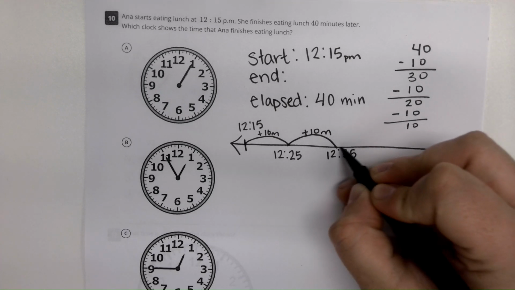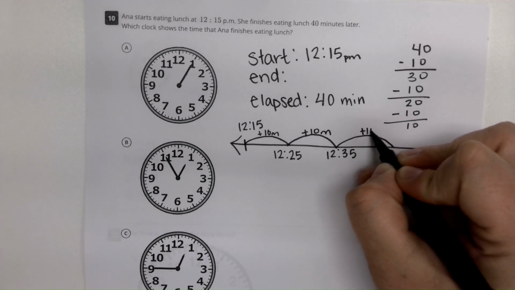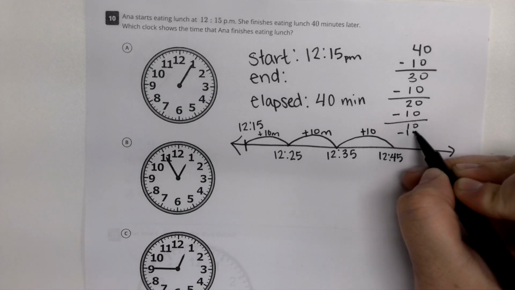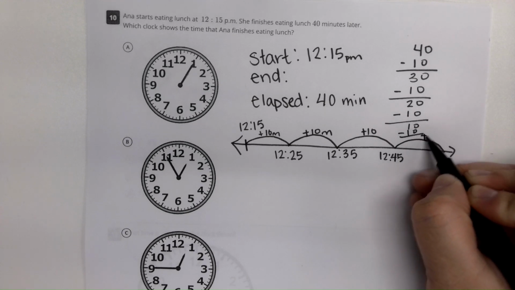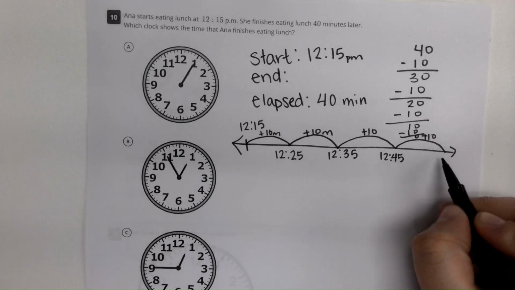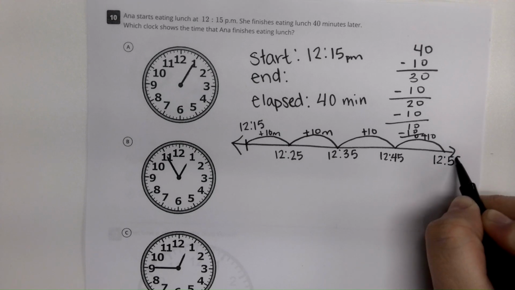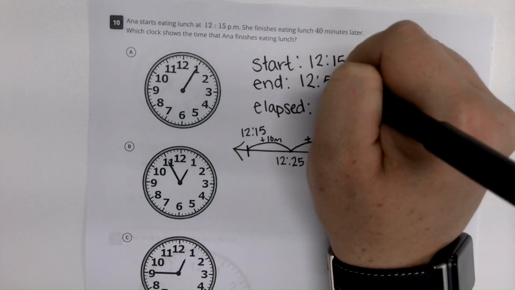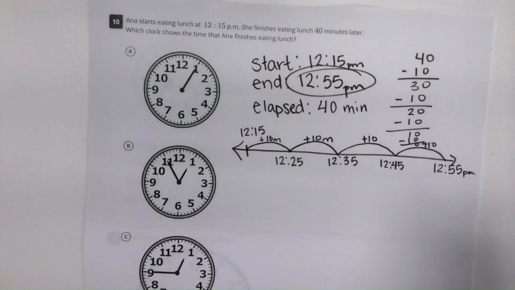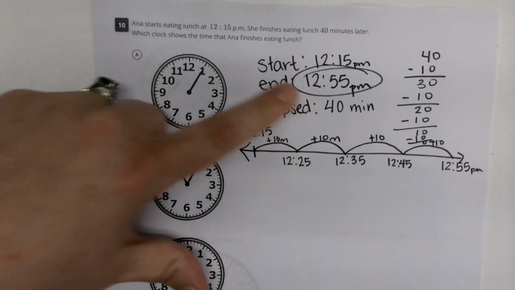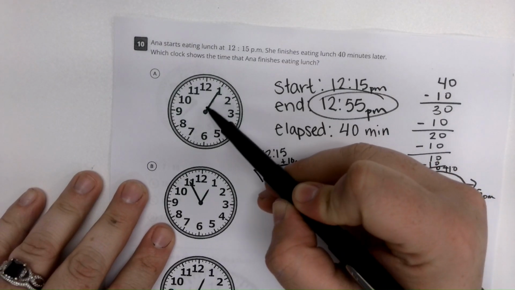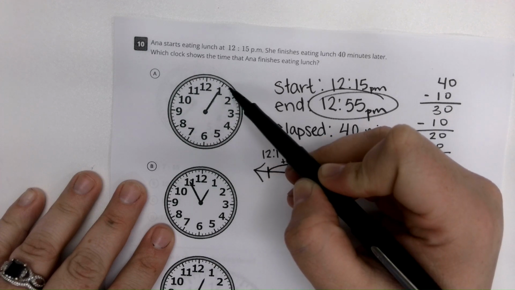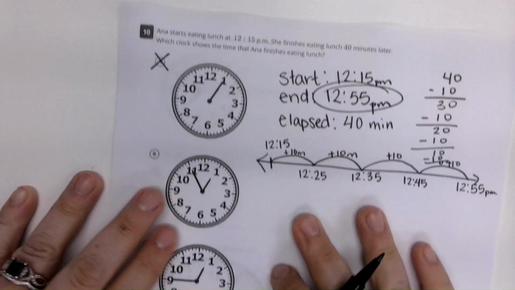10 more minutes is 12:45. And now let's go our last 10 minutes. And that's going to be 12:55 p.m. So now we're going to look for a clock that shows 12:55 p.m. Well, we know that A goes past 1 o'clock, so we know that that's not correct.